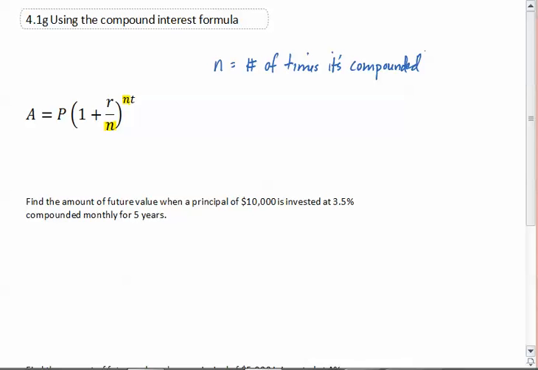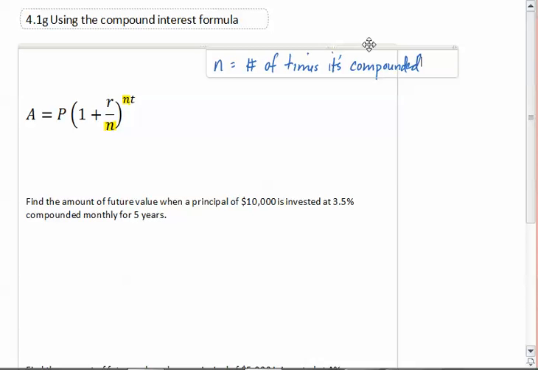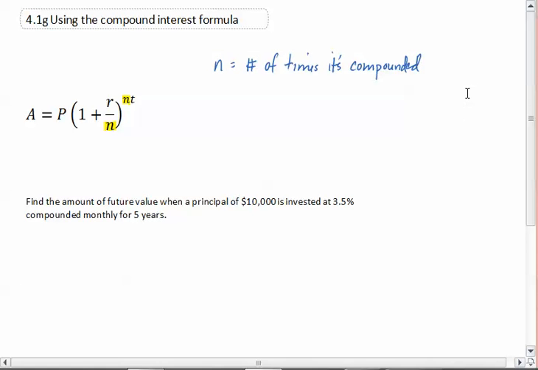It's the number of times that it's compounded. They stop and give you interest on your balance. That's the number of times it's compounded. So let me go ahead and highlight that. That's the yellow number. Let's take a look then at the blue number here, and that's going to be my T.